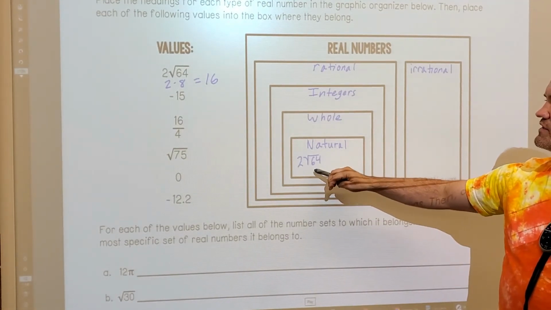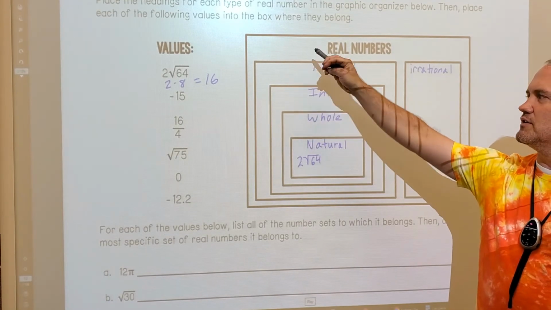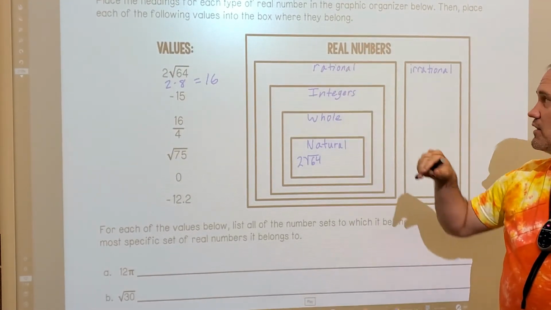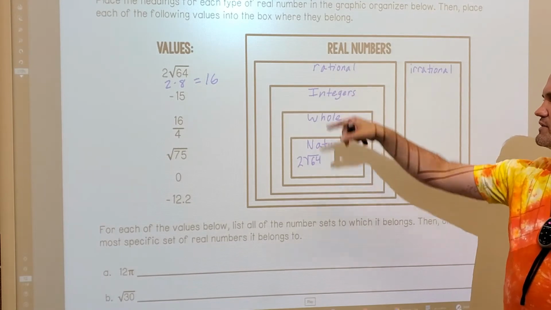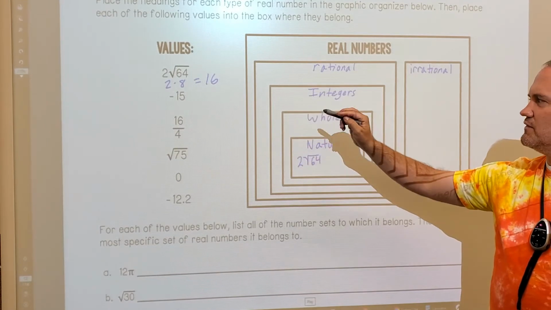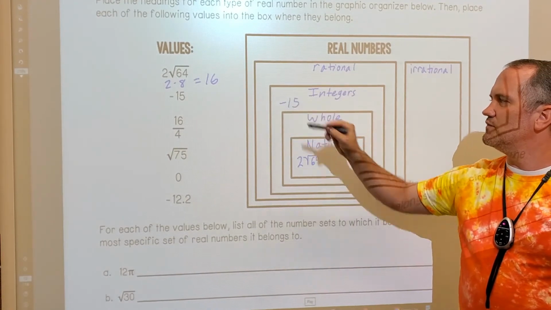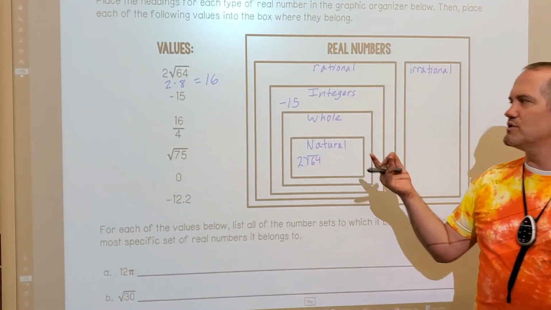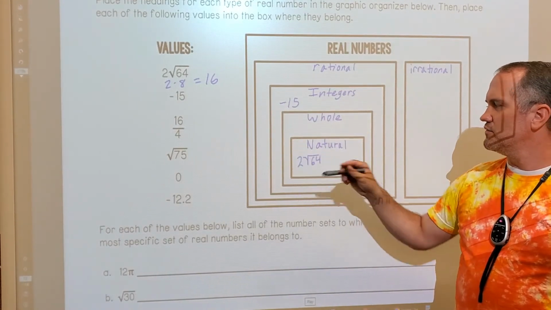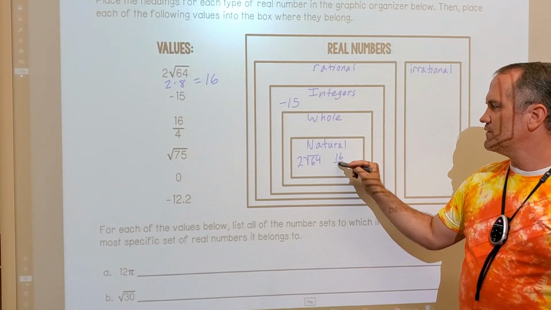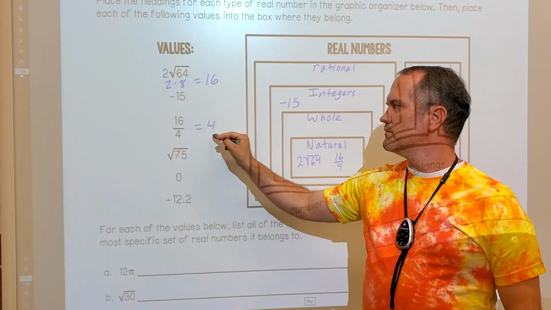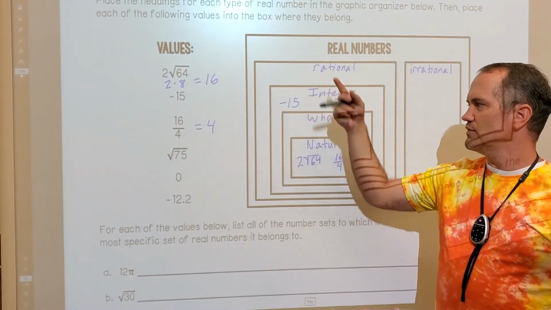Place each of the values into the box where they belong. So that one, 2 roots of 64, could go in this box, and this one, and this one. That means it's also in all of these other boxes. Negative 15 has no decimal or anything like that, but it is negative, which puts it into the integers. This is why we get confused sometimes with integers, because we only see negative numbers in there when we do stuff like this. Like 16 over 4 is a natural number because that equals 4. So it's natural, also whole, also an integer, also rational.